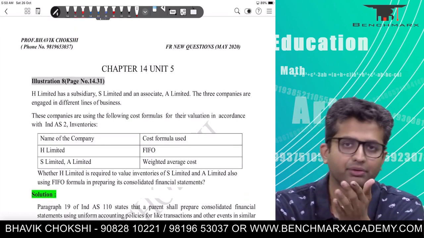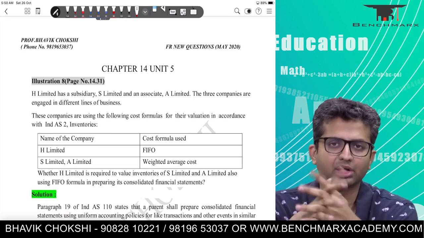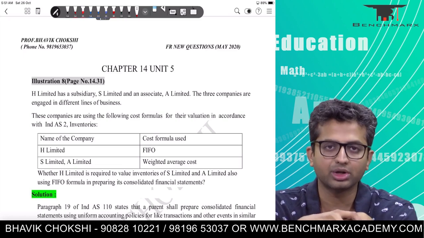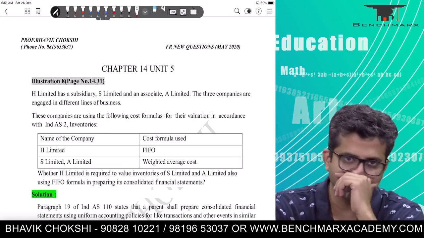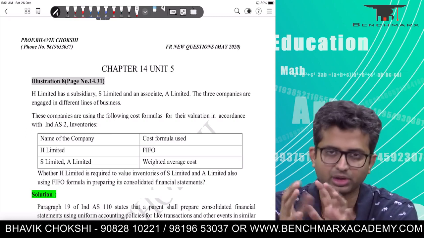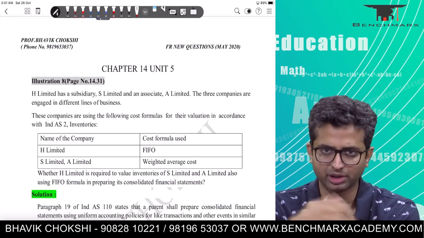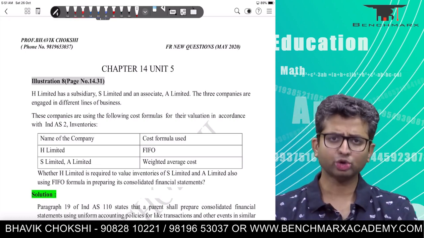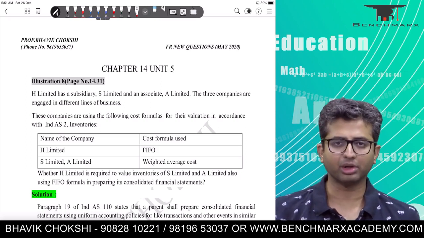Now, if you are aware, the holding company and subsidiary company have to follow uniform accounting policies. What if the accounting policies are not uniform? Then the subsidiary, remember, has to align its accounting policies at the time of consolidation with the parent company so that the entire consolidated financial statements are prepared using uniform accounting policies. But when do you have to align these accounting policies?